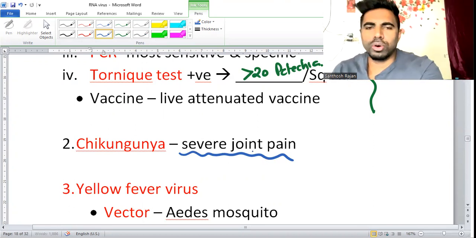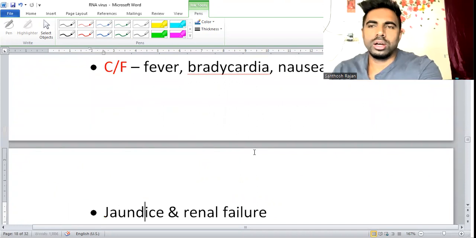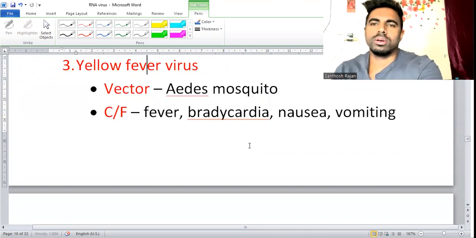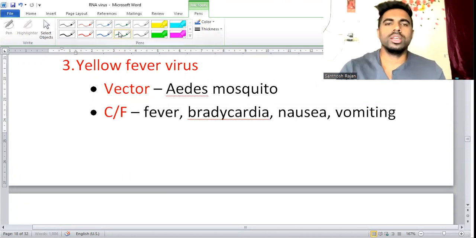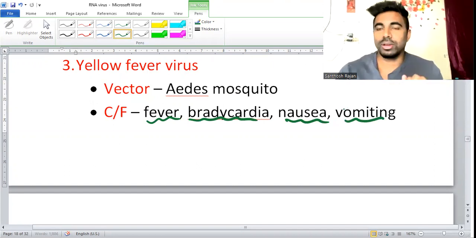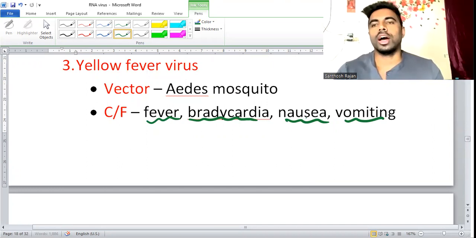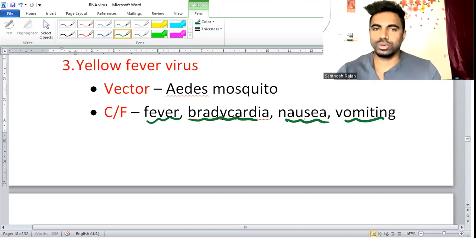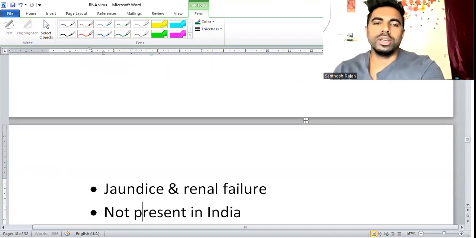Yellow fever, we just spoke, it's an Aedes mosquito. The characteristic features of yellow fever are fever, bradycardia, nausea, and vomiting. And of course, in India there is no yellow fever, please remember, because we have good safety measures around the airport region and a very good mosquito killing program. So we don't have yellow fever in India. Fever, bradycardia, nausea, vomiting.